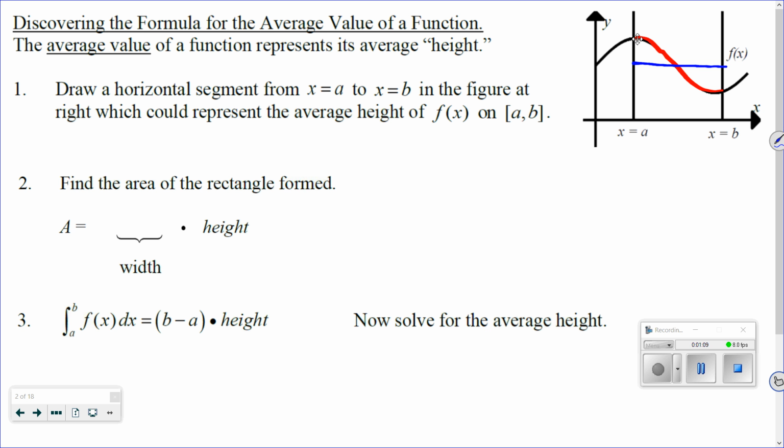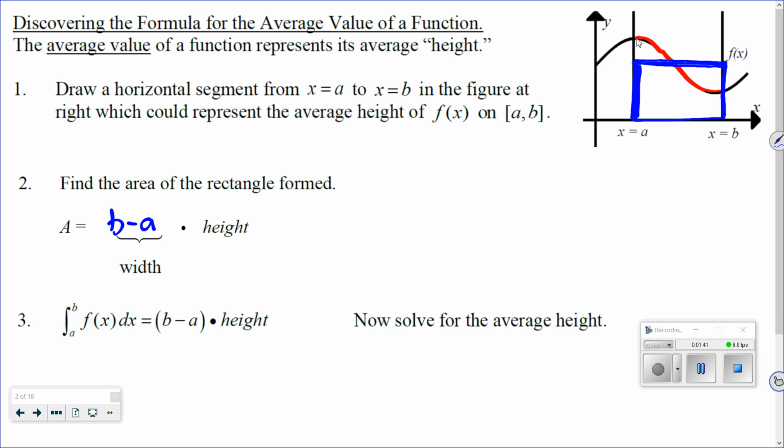It says find the area of the rectangle formed. So we've got this rectangle now in blue, and we want to find that area. The area is equal to the width. How far is it from here to here? To find that, I would just subtract my x's. I'd go b minus a. So that width is b minus a times the average height, whatever that comes out to be.